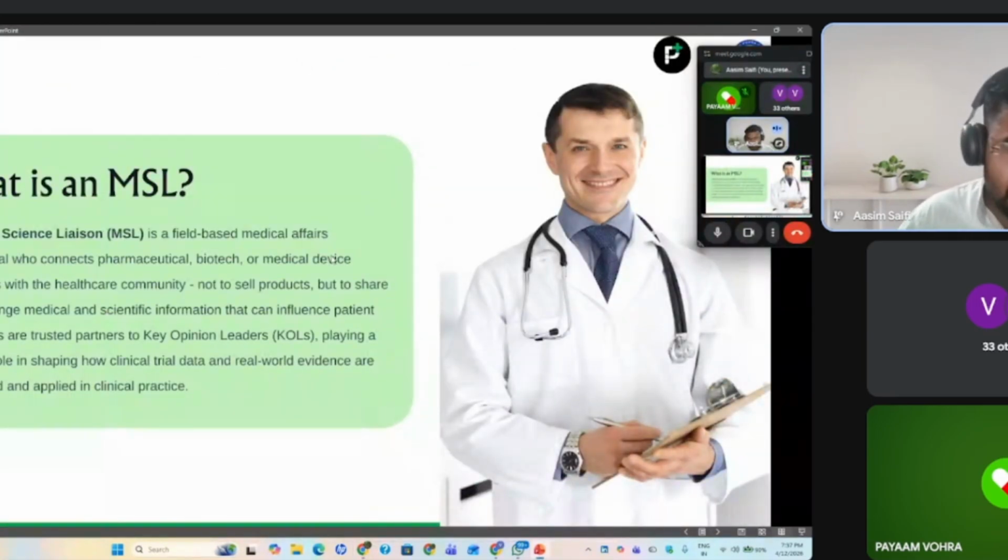So what is MSL? An MSL is a field-based medical affairs professional who connects pharmaceutical, biotech, or medical device companies with the healthcare community, not to sell products, but to share and exchange medical and scientific information that can influence patient care. MSLs are trusted partners to KOLs, playing a strategic role in shaping how clinical trial data and real world data are understood and applied in clinical practice.